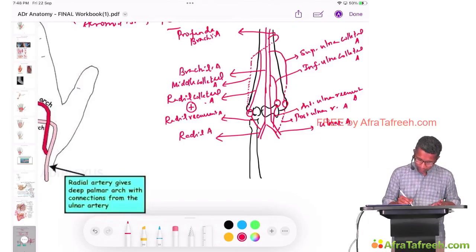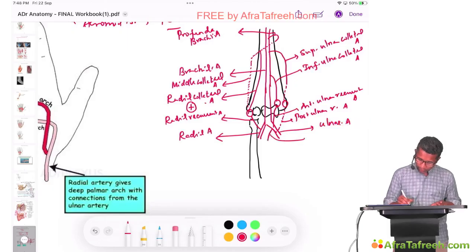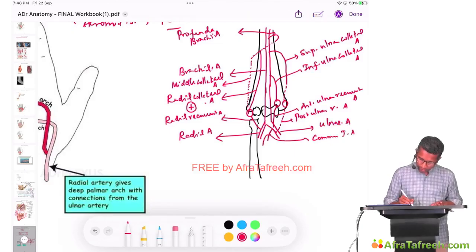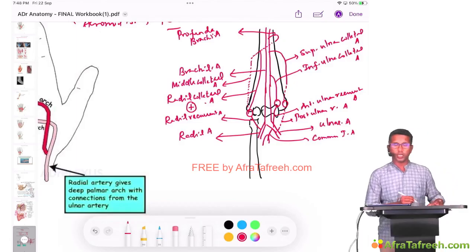Only one remaining, that is behind the lateral epicondyle. Now what happens to the ulnar artery? The ulnar artery gives a branch called the common interosseous artery. What is this called? This is called the common interosseous artery. This common interosseous artery divides into an anterior interosseous artery and a posterior interosseous artery.